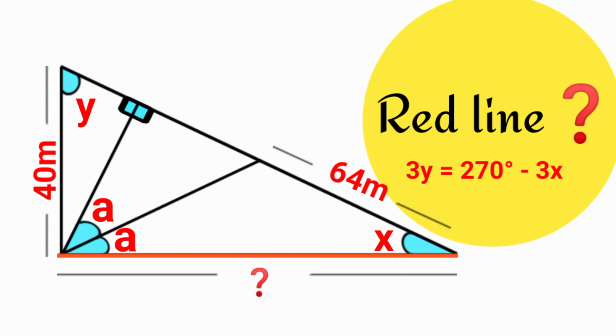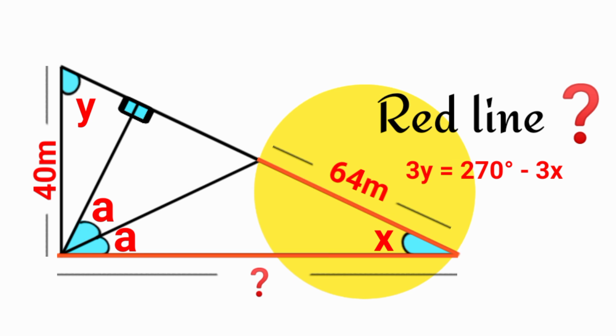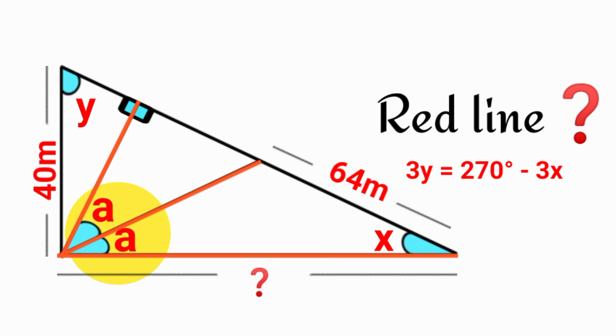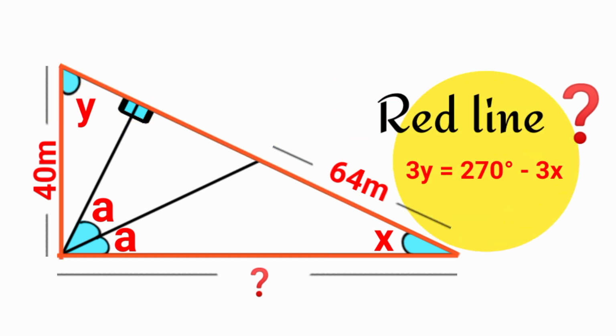We are to calculate the length of the red line, that is this here. We have the length of this segment to be 64 meters, while the length of this side is 40 meters. The size of this angle is A, while this is also A. That is, they are congruent. We have the size of this angle to be X, and this is Y. Here they said 3y equal to 270 degrees minus 3x.